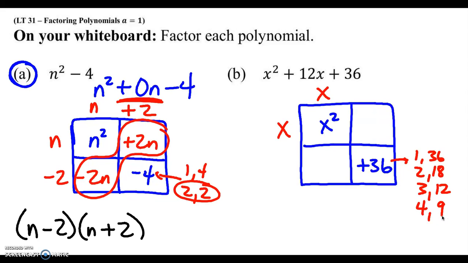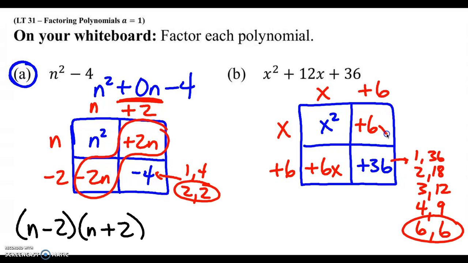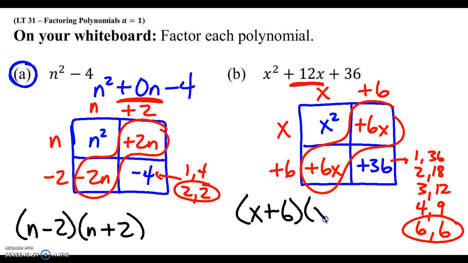5 doesn't go into 36, but 6 does 6 times. You know what? That's the one, isn't it? That's the one. Plus 6 and plus 6. 6x and 6x makes 12x. We found it. There's two ways you could write the answer to this. One thing you could do is write x plus 6 times x plus 6.